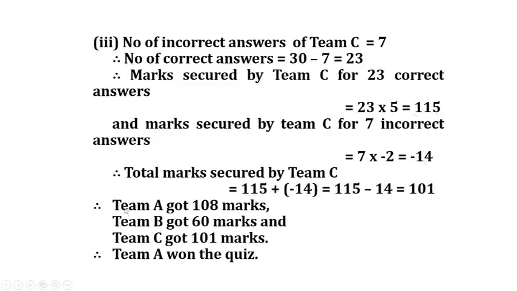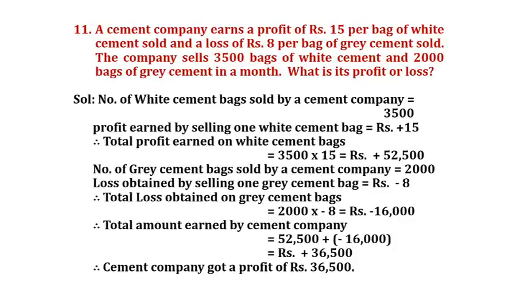So from above three conditions, Team A got 108 marks, Team B got 60 marks, and Team C got 101 marks. So Team A won the quiz. So by above marks, you can tell that Team A won the quiz.